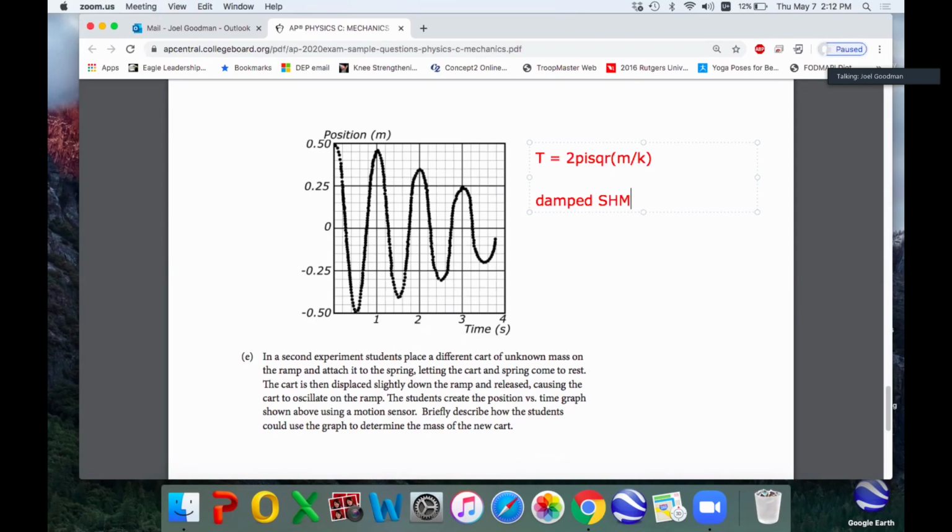Why the word damped? Because the amplitude decreases for every cycle, because of friction. That's the damping effect. Is the amplitude dropping significantly?